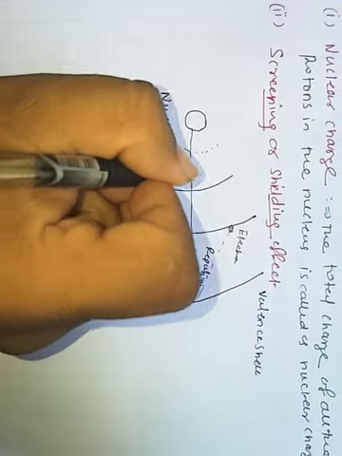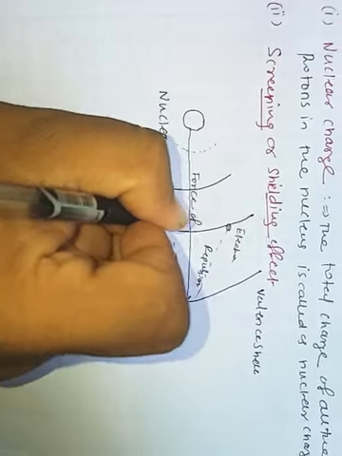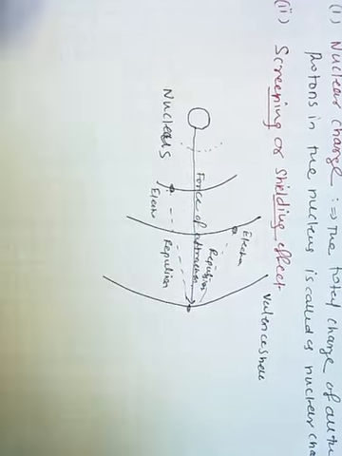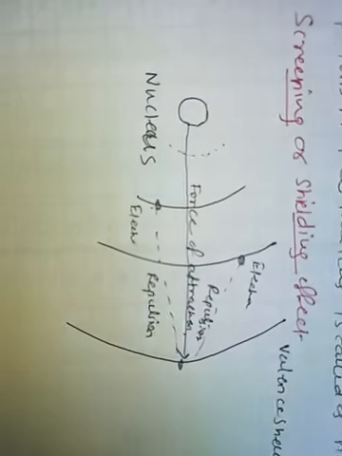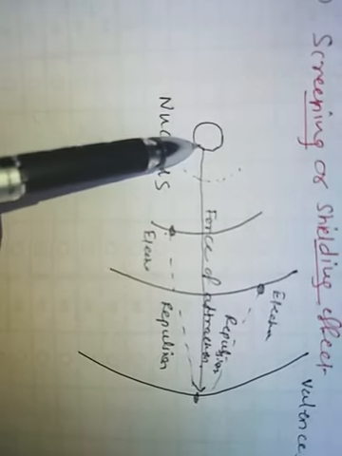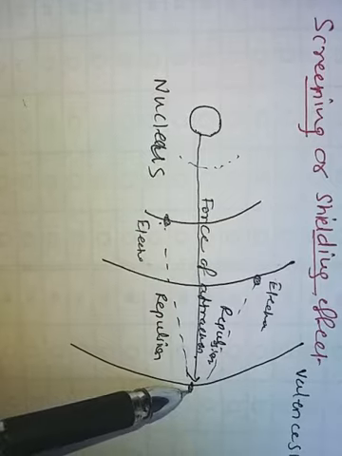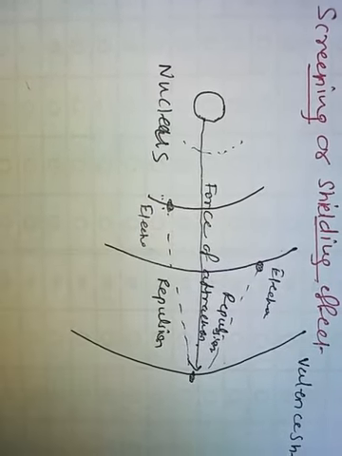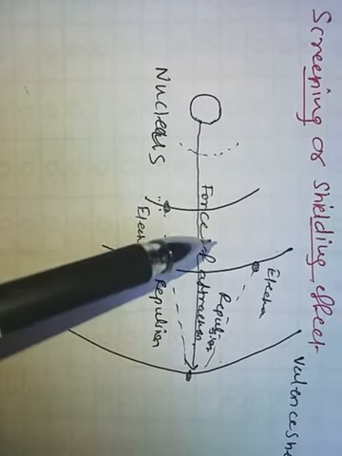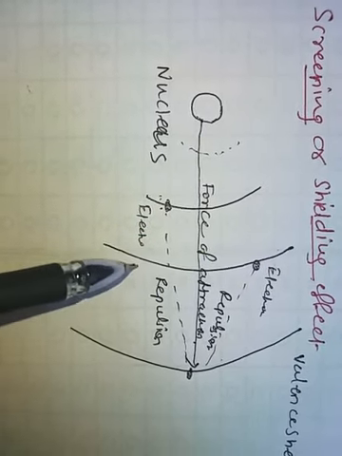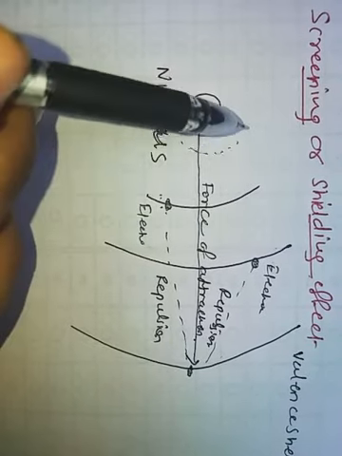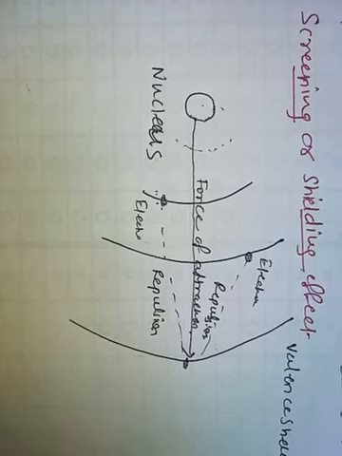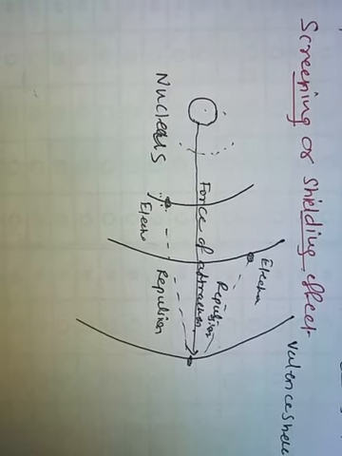Now the nucleus is trying to attract the outermost electrons towards itself. That is the force of attraction. The nucleus is trying to attract the outermost electrons, and these other electrons are repelling. So this repulsion force works against the nuclear attraction force, decreasing the attraction between the nucleus and the outermost electrons.